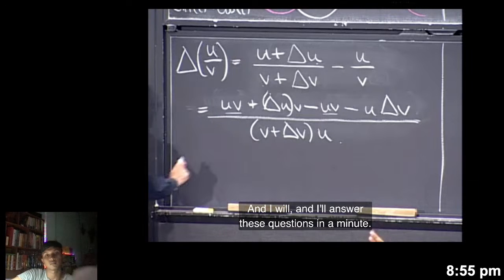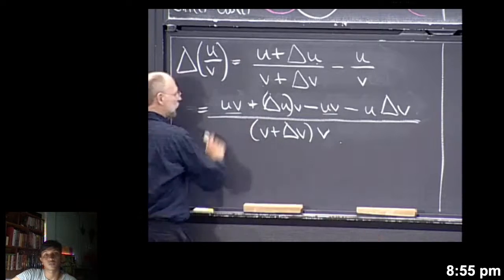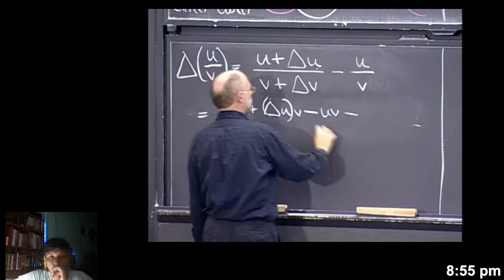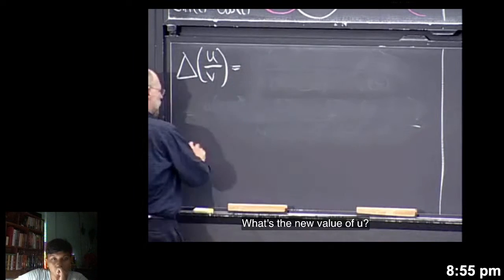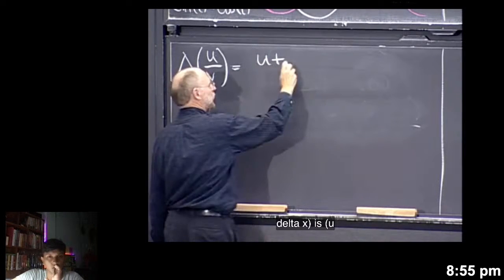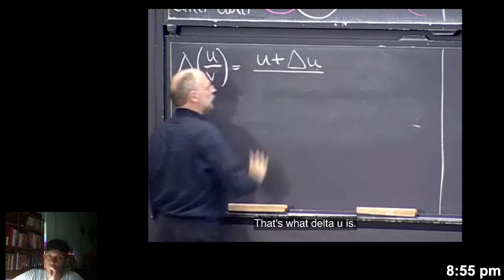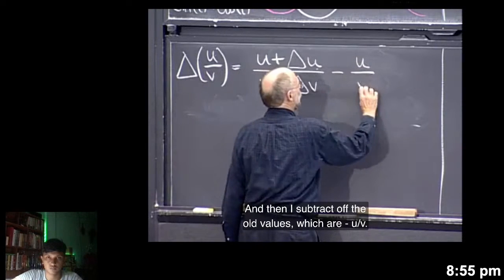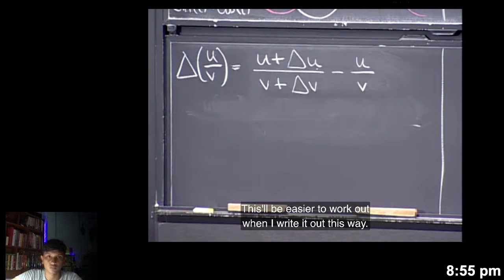Analyze these, the numerator is delta u times v minus u times delta v. So delta u, the value of u at x plus delta x, is u plus delta u, right? That's what delta u is. It's the change in u when x gets replaced by x plus delta x. Cut off the old values, which are u minus v. This will be easier to work out. Okay. Now the reason I like to do it this way is that you see the cancellation happening.